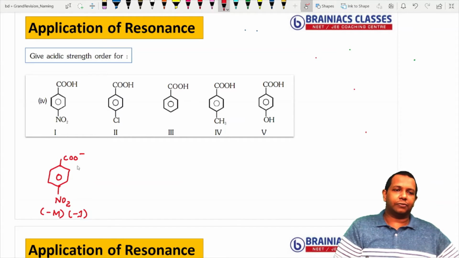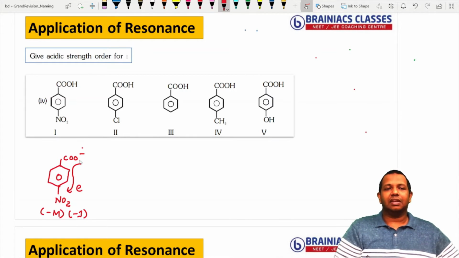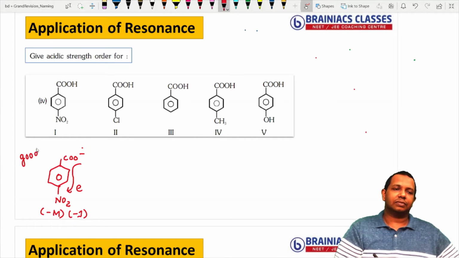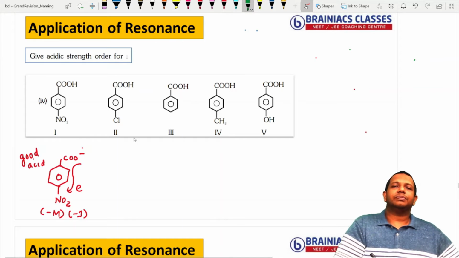Through these two effects, it will attract the electron in this direction. So the charge density over here decreases. So if charge density decreases, this species will become more stable. That means it can easily release the H plus. So I can say it's a good acid. Good acid.